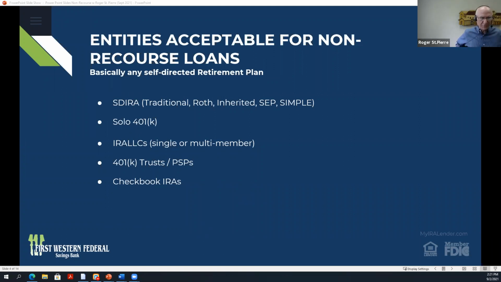The entities that are eligible for non-recourse loans through our bank are any self-directed IRA of any type: traditional, Roth, inherited, simple, solo 401ks. We can lend to IRA LLCs, checkbook IRAs. So largely through solo 401ks and IRA LLCs that George and Solo, his company, sets up for you folks, you have the entity you need. Now it's just a matter of if you need financing, our bank is available to do that. And we support the kinds of accounts that you have.